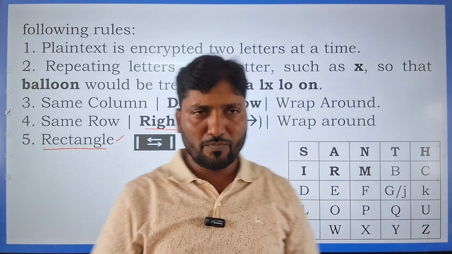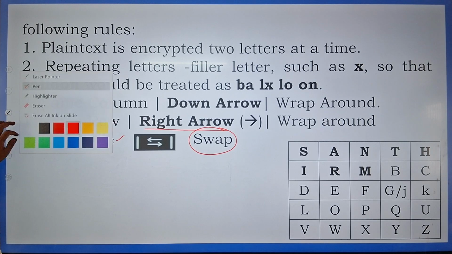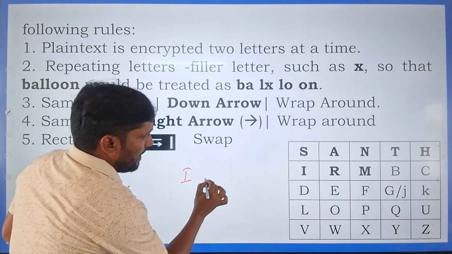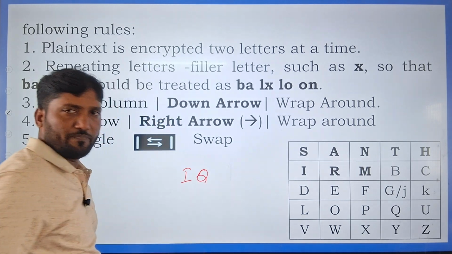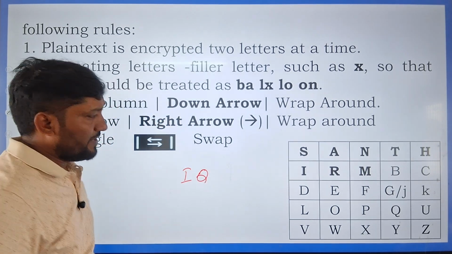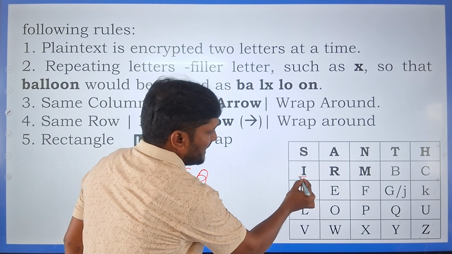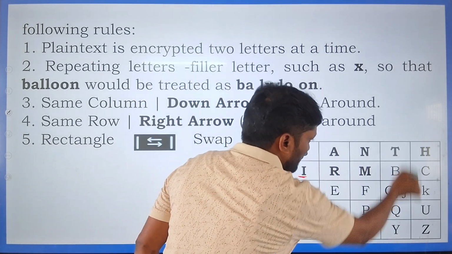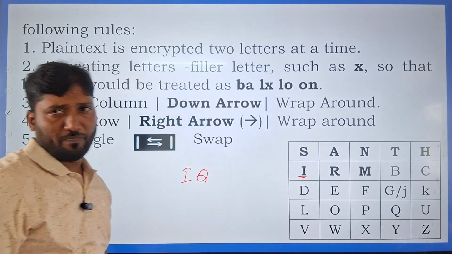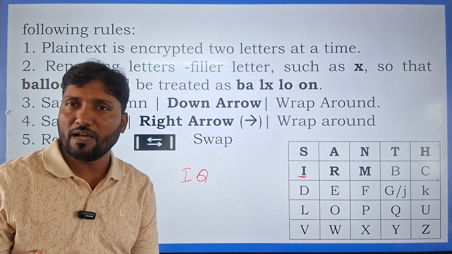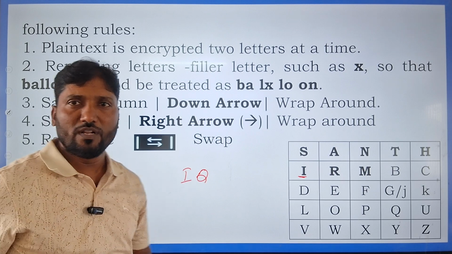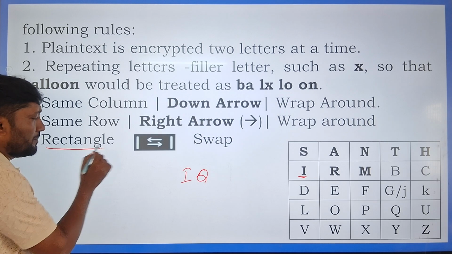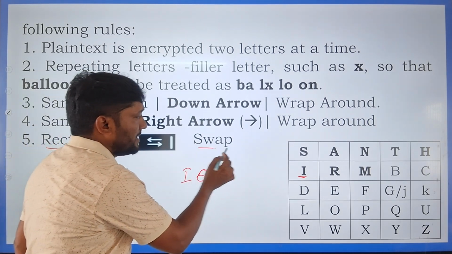Okay, now let us take a simple example to understand clearly what is the fifth point here. Suppose we take IQ as the plain text. Where is the I? It is in the second row, first column, and Q is in the fourth column and fourth row. Both are not in the same column, both are not in the same row. Then what do we have to do? In this type of situation, we are going to form a rectangle and then swap the numbers.